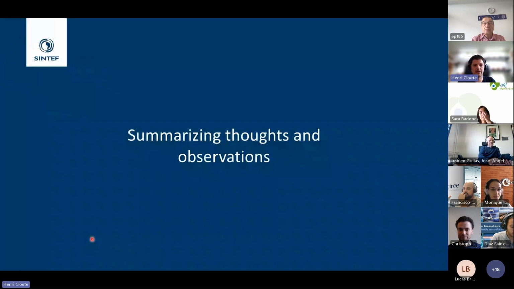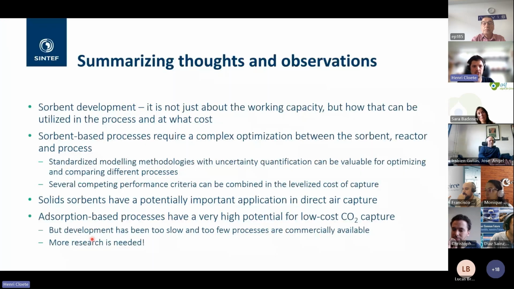So I'll just wrap up with some summarizing thoughts from our side about the absorption-based processes. Something that I've seen quite a lot is that there's a lot of focus on developing solvents with very high working capacities, which is nice, but what is more important is how much of that working capacity you can use and at what cost.